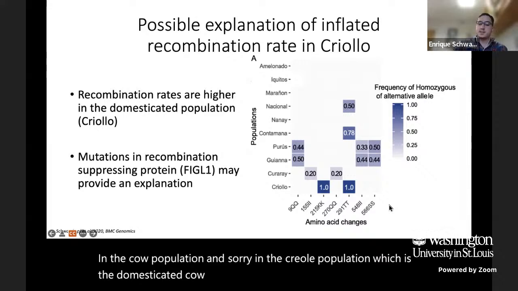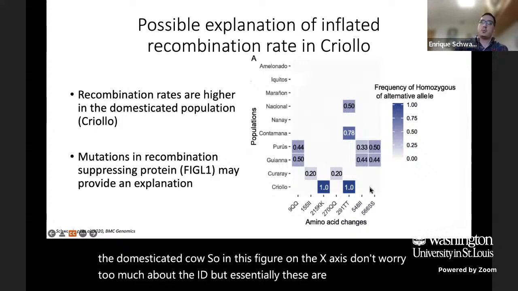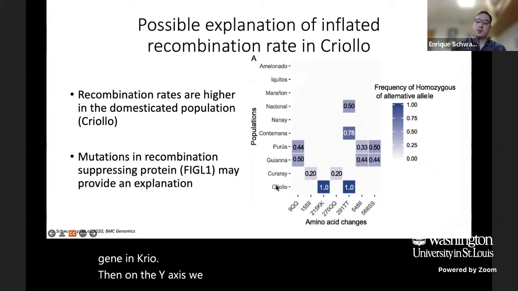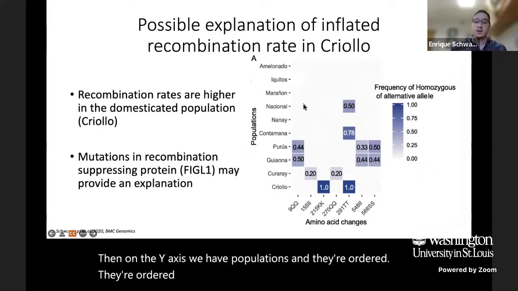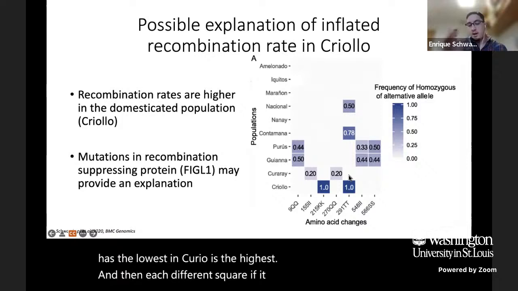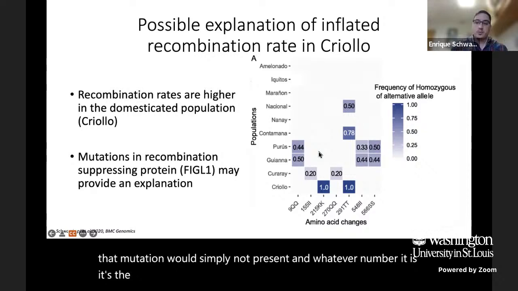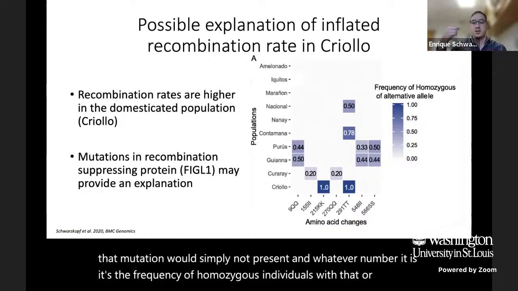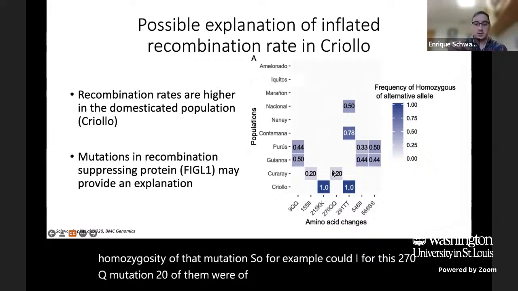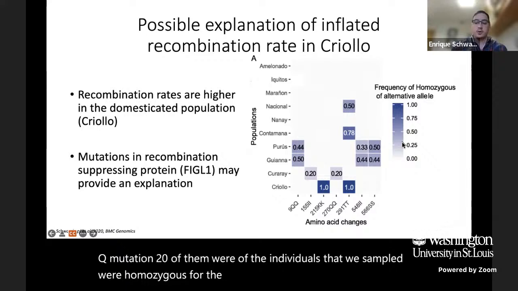So in this figure on the x-axis, don't worry too much about the ID, but essentially these are amino acid changes that we identified in the DNA sequence of the FIGL1 gene in Criollo. And then on the y-axis, we have populations, ordered by ascending recombination rate. So Amelonado has the lowest and Criollo is the highest. And then each square, if it doesn't have a number, then that mutation was simply not present. And whatever number it is, it's the frequency of homozygosity of that mutation. So, for example, for this 270QQ mutation, 20% of the individuals that we sampled were homozygous for the alternative allele.